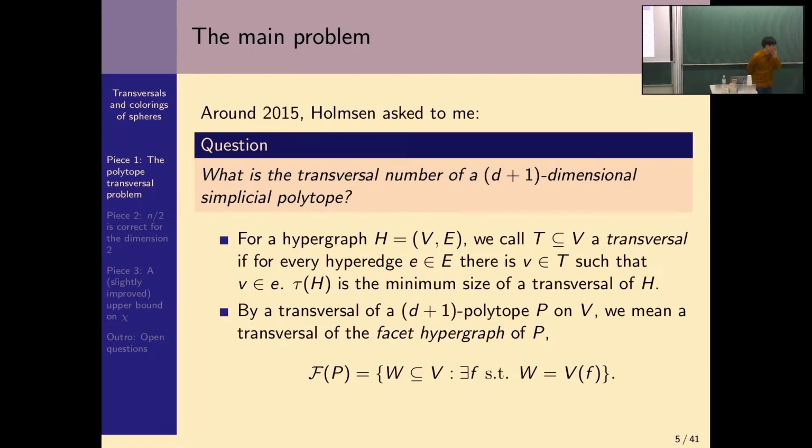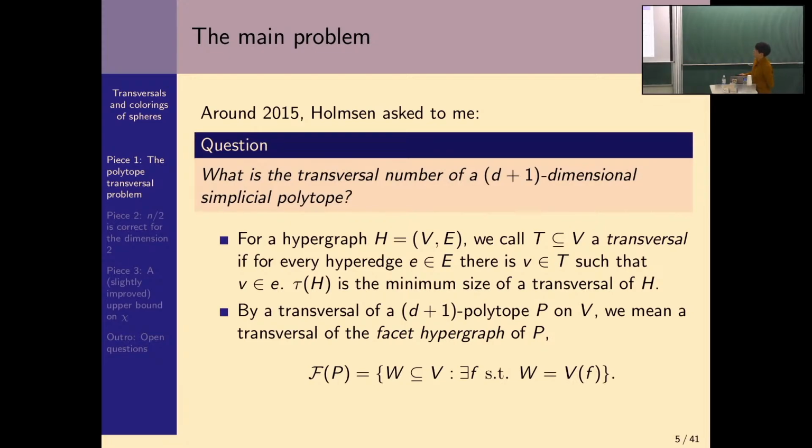For this problem, we first need to ask what we mean by the transversal number of a polytope. Basically, a polytope is defined as a geometric set, the convex hull of vertices which are in convex position. So what do we mean by asking the transversal number? We are asking the transversal number of a hypergraph which arises from the polytope. That is my answer.